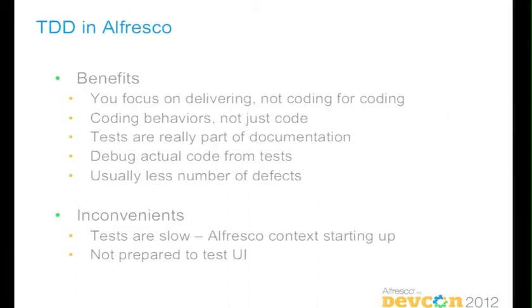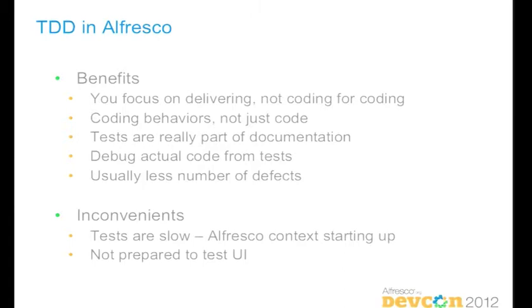With TDD, we have some benefits. First of all, you focus on delivering. You don't go crazy creating. You have to define a service, and you say, oh, I'm going to write a service which is going to allow me to fly to the moon. But if you don't need to fly to the moon, why are you writing that? So you only code what you need to deliver.